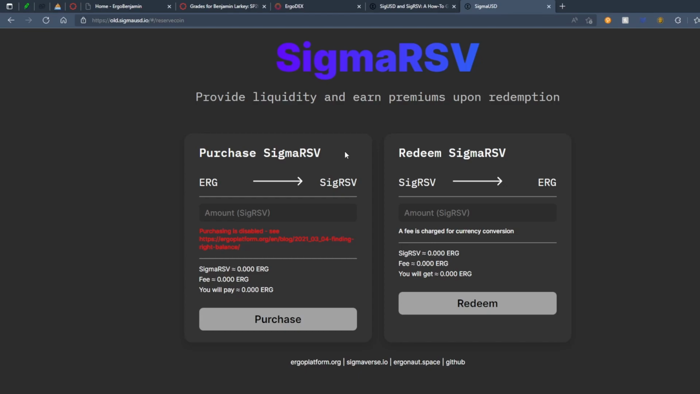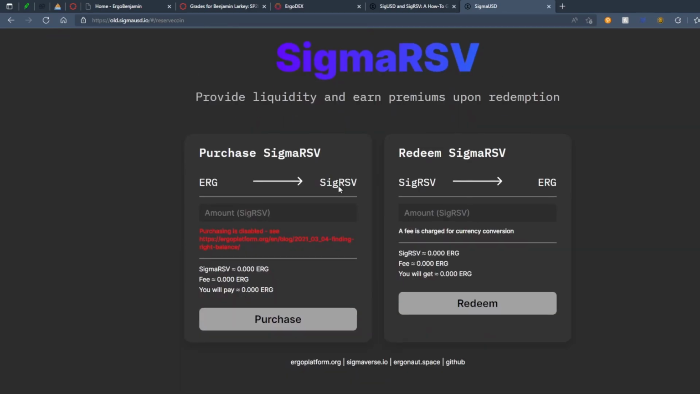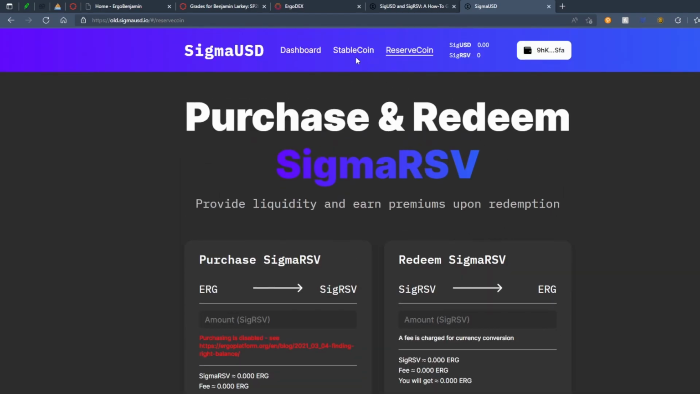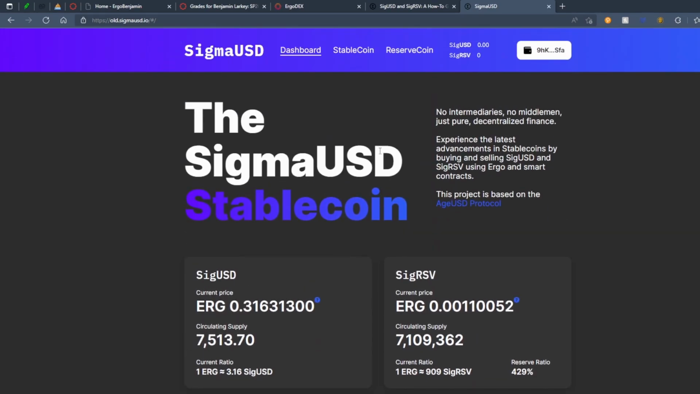But there's definitely a lot more in Ergo than $10. So, yeah, I would say that I'm pretty bullish in this case, right? So, anyways, moving forward, you go Ergo to SigRSV and SigRSV to Ergo, right? That's as simple as it gets. Super, super simple. They don't make it any easier, right? So as it says, no intermediaries, no middlemen, just pure decentralized finance, right?